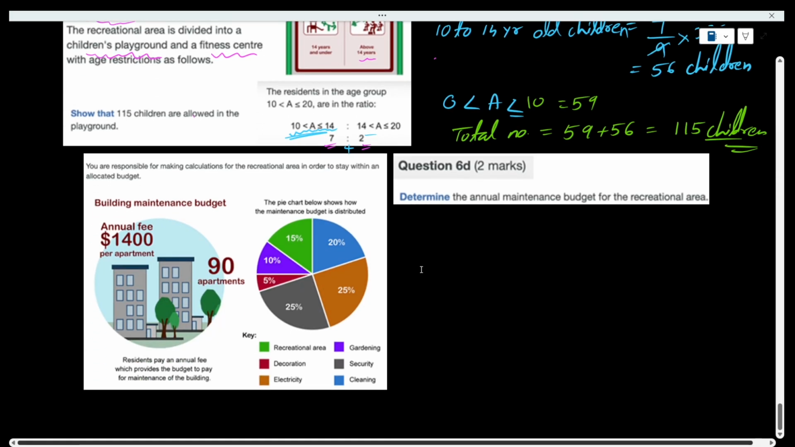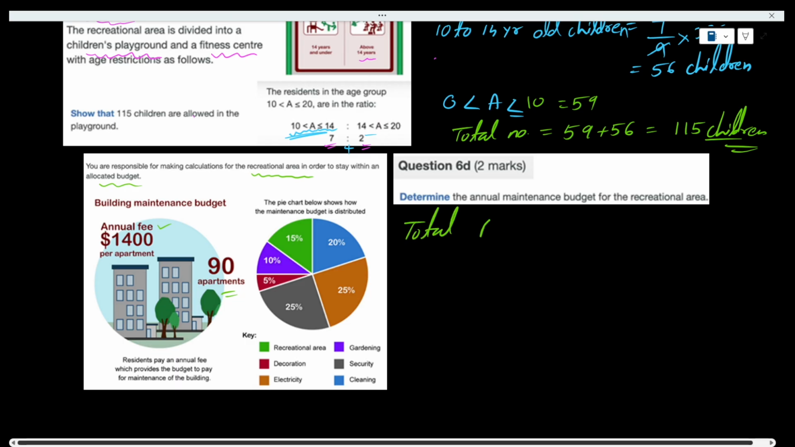Now after that, what is given here? You are responsible for making calculations for the recreational area in order to stay within the allocated budget. The annual fee is given per apartment and there are 90 apartments. So first you take the total annual fee collected from all the 90 apartments, right? So it is going to be 1400 times 90, which is 14 times 9, it is going to be $126,000. This much money is collected.